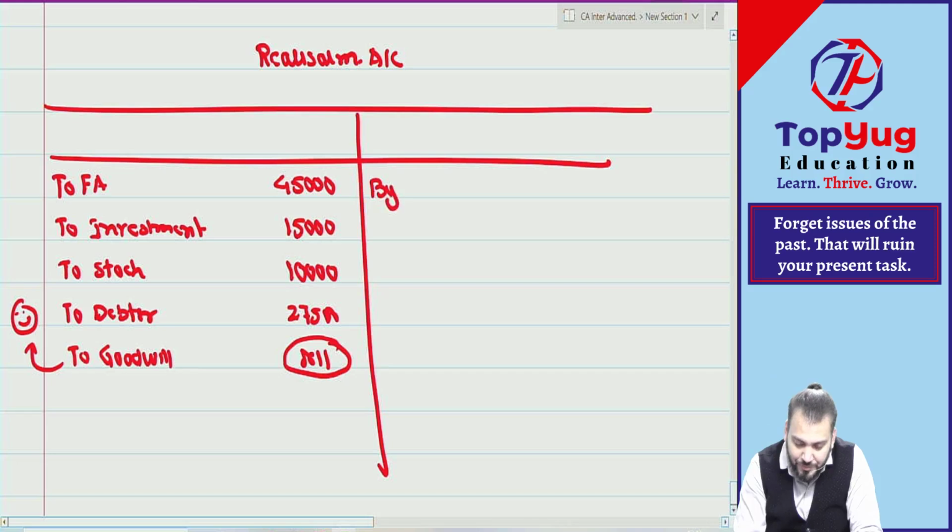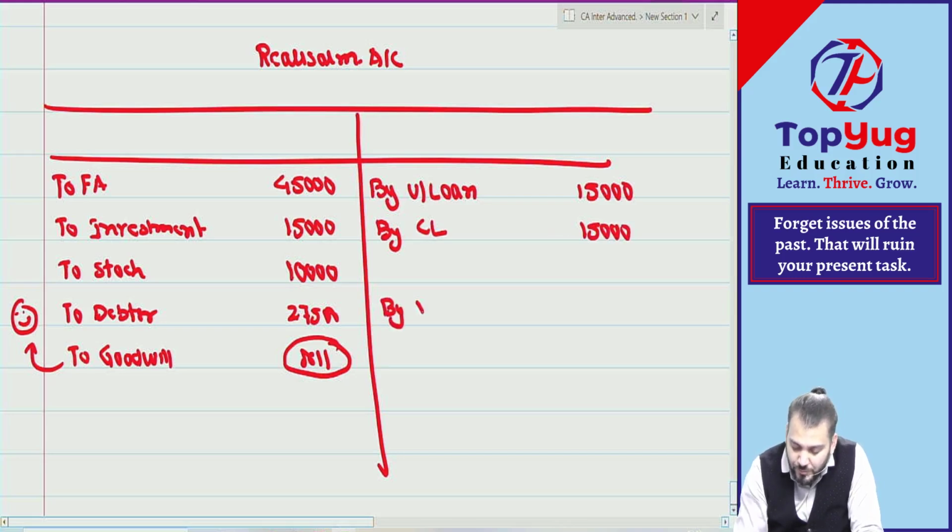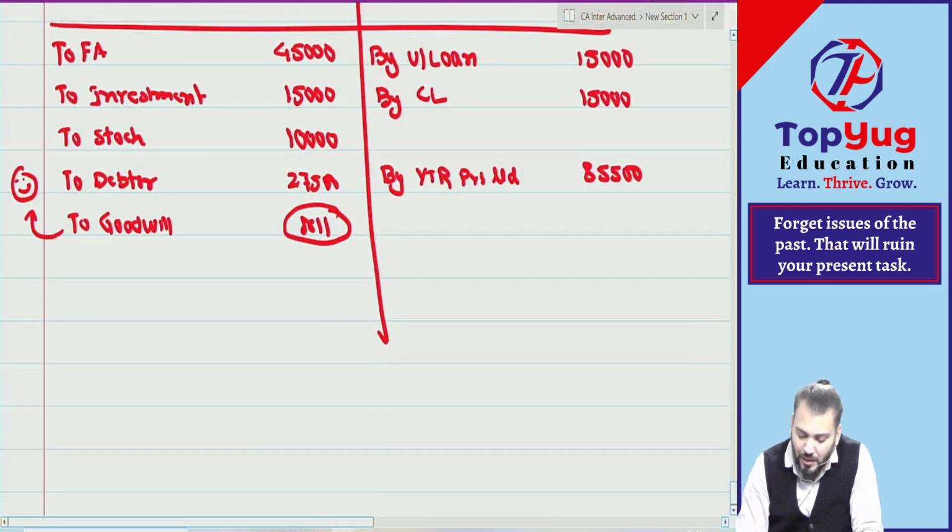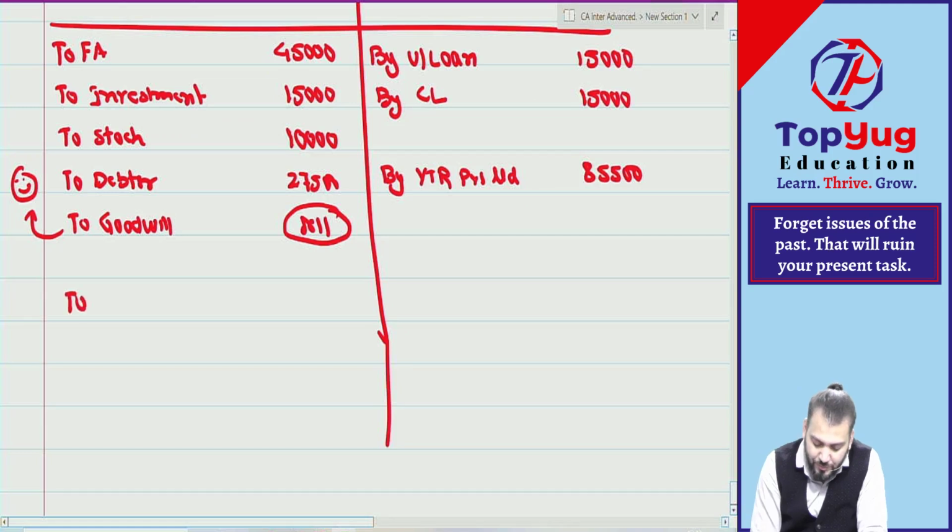Then what? By unsecured loan, how much? 15,000. By current liability, how much? 15,000. And all assets and liabilities are taken by whom? YTR Private Limited, correct? At what purchase consideration? 85,500. Any realization expense is there?